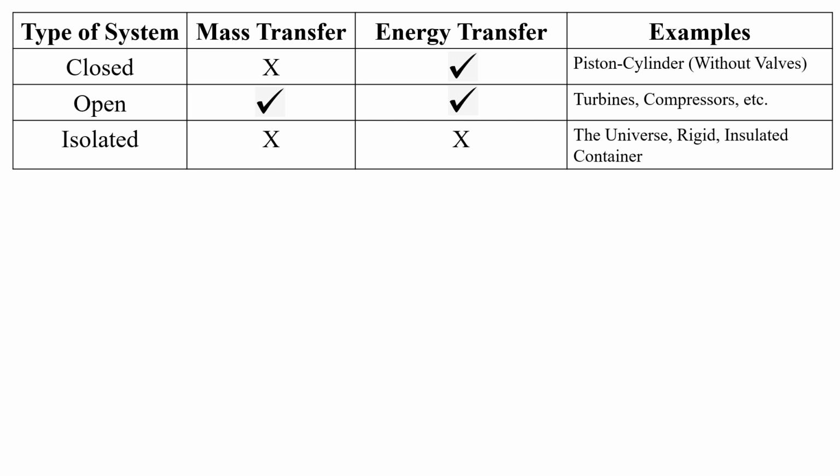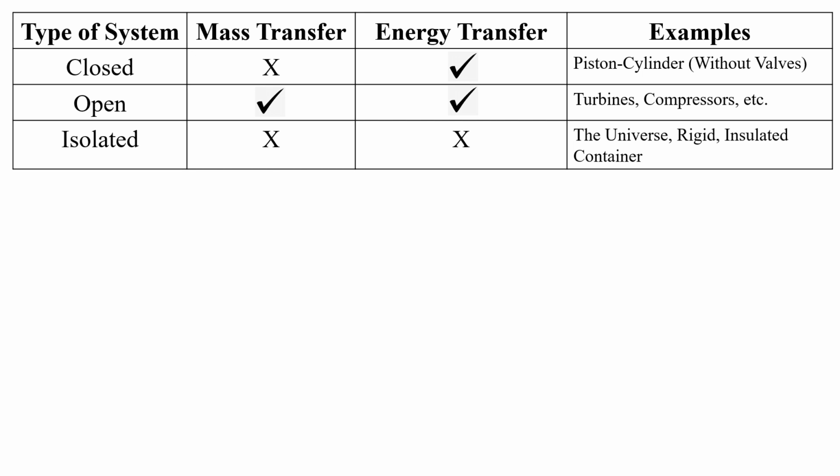So this is the comparison of the different types of system. In the closed system, there is no mass transfer, but energy transfer can occur. Examples are the piston cylinder. Similarly, another type of system is the open system. In an open system, mass transfer as well as energy transfer will occur. Examples are turbines, compressors, etc.